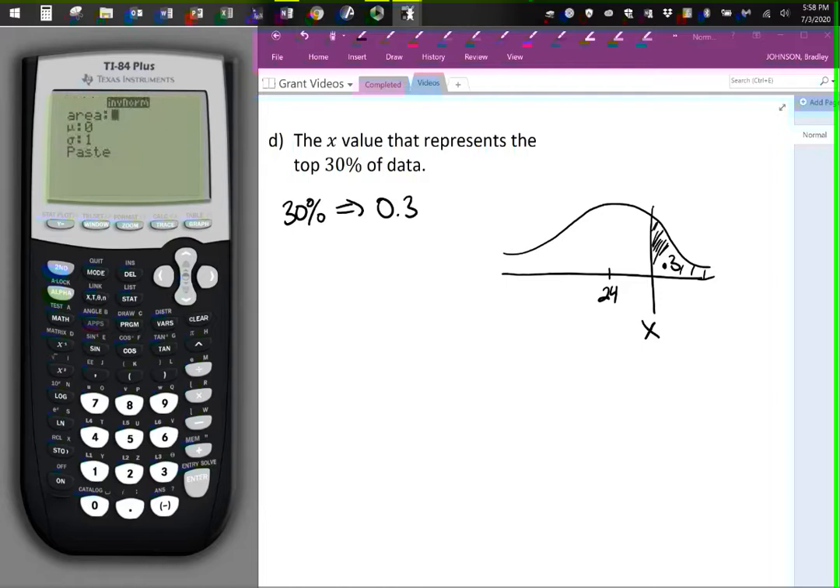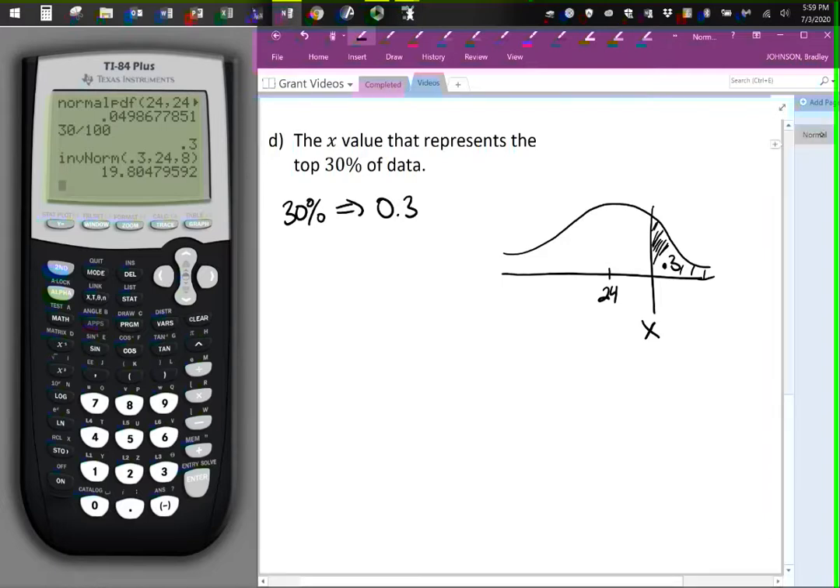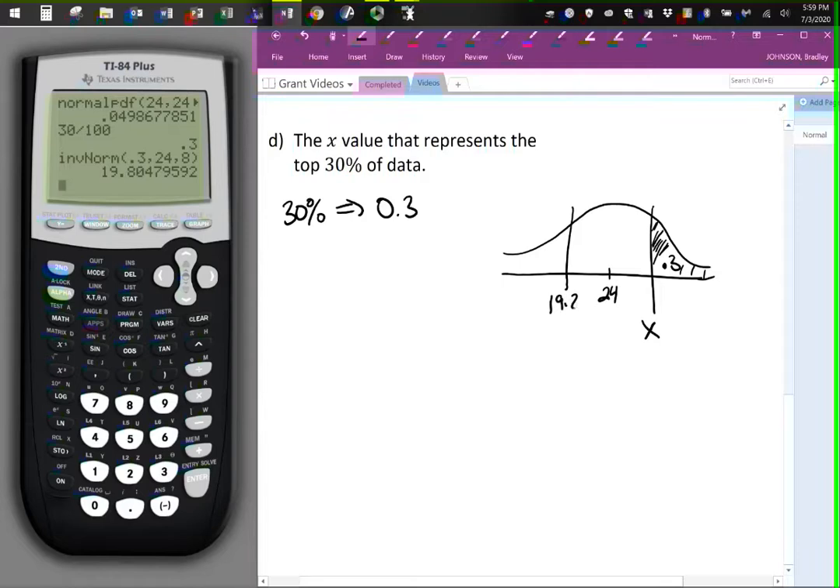So inverse norm asks us for the area. Now, it may be tempting to just say, okay, my area is 0.3, my mu is 24, and my standard deviation is 8. Well, let's just hit enter. You get 19.8. Okay, well, let's look at our drawing over here to the right. 19.8 is actually somewhere over here. But then we're wondering, I put in the area of 30%, so what is this really doing?